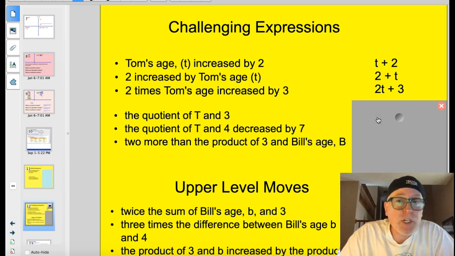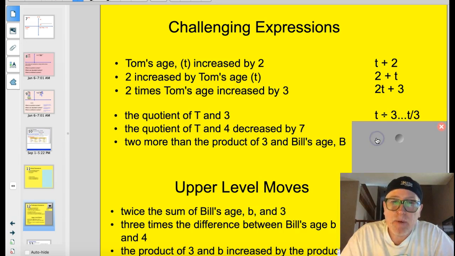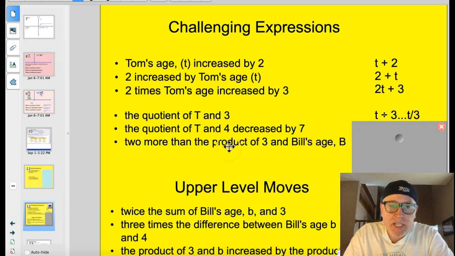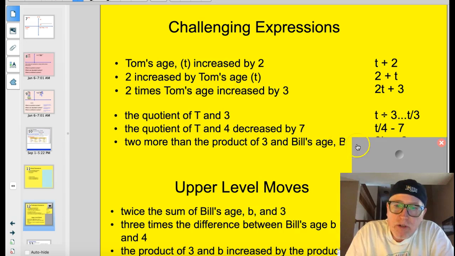All right, these ones here, division: the word quotient freaks people out, and they stress out. They don't know what it means. The quotient of T and 3, you could write either way, T divided by 3 or T over 3. Okay? I like the fraction mark. The quotient of T and 4 decreased by 7. So now you've got the quotient of T and 4, so T divided by 4, and you decrease that by 7. A little more difficult. In other words, you take T and divide it by 4 and then reduce it by 7. Okay, 2 more than the product of Bill's age B.